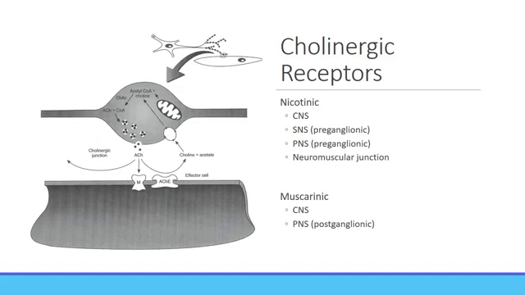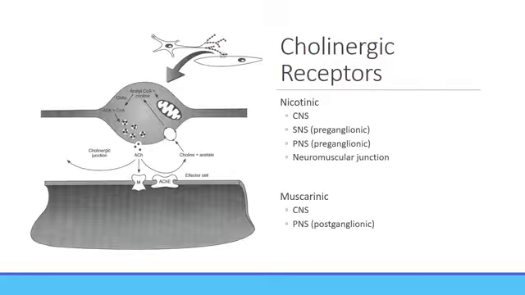So we're going to start by looking at some of the cholinergic receptors. Once again, we have the two different types. We have nicotinic and muscarinic. And the nicotinic receptors are found in the central nervous system, also, as I mentioned just on the slide previous to this, within the sympathetic nervous system and the parasympathetic nervous system. And these nicotinic receptors are also found at the neuromuscular junction. These are all nicotinic type cholinergic receptors.